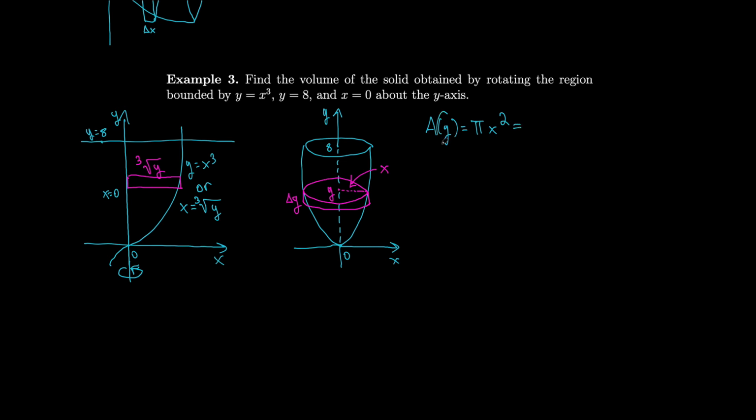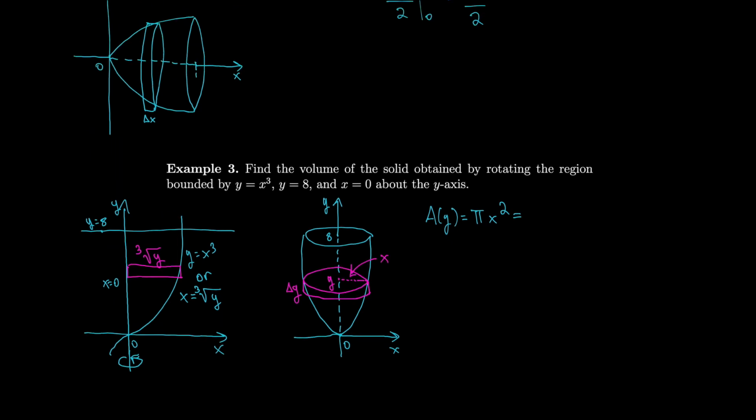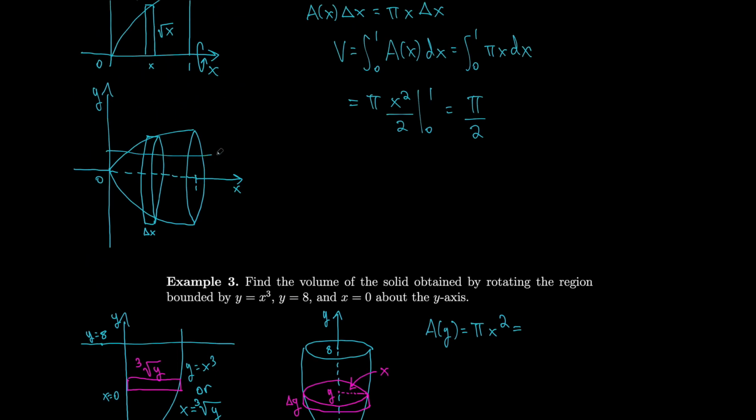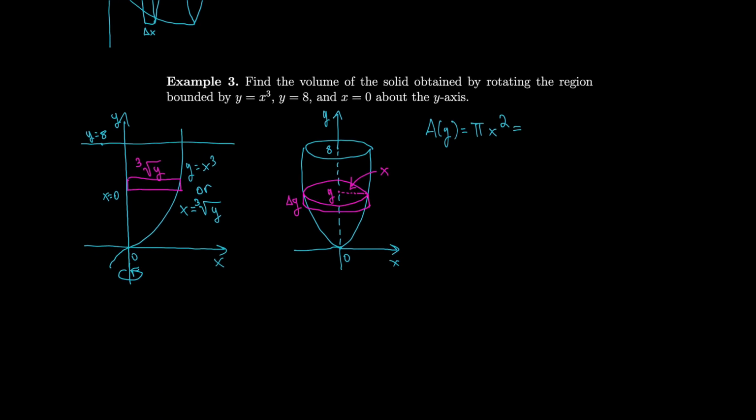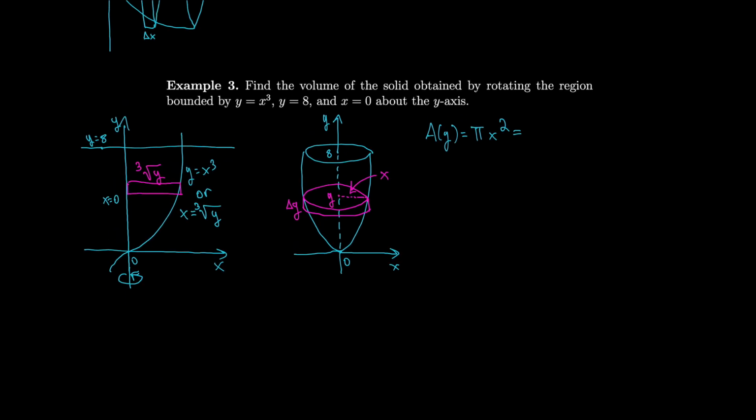However, we need this as a function of y now because we're stacking up vertically. If we're stacking up vertically to fill up our solid, we cannot write it as a function of x. Just like if we were stacking up horizontally, we couldn't write it as a function of y. So this will be pi times cube root of y squared, which is just pi times y to the 2/3.